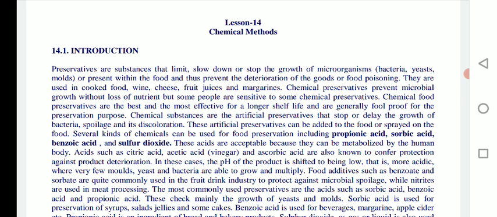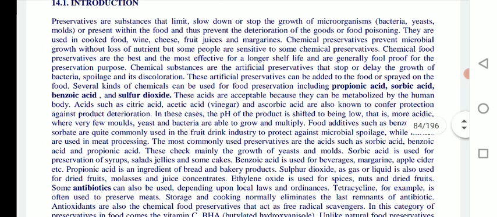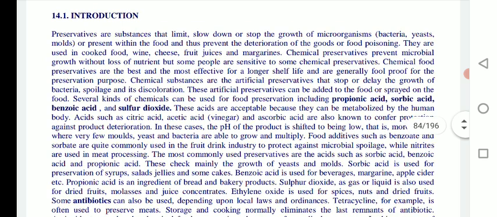In this lecture, we're going to study several chemical methods that are used for preservation of food. In our previous lecture, we have seen thermal processes as well as other physical processes that are used for preservation of food and other products.